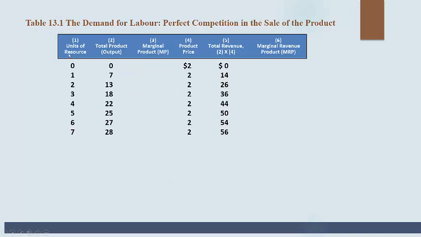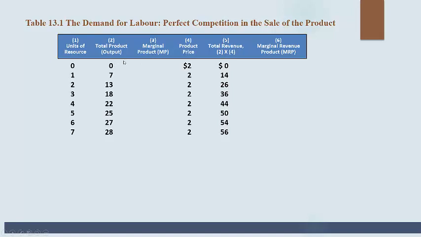Okay, so we're going to illustrate this with some data. In the first column here, we have the units of the input or resource. Let's just think about this as labor. So we're hiring 1 up to 7 people. Now, we have the total product of each worker. If you remember from the previous chapter, I believe it was chapter 6, we can figure out what the marginal product of labor is.